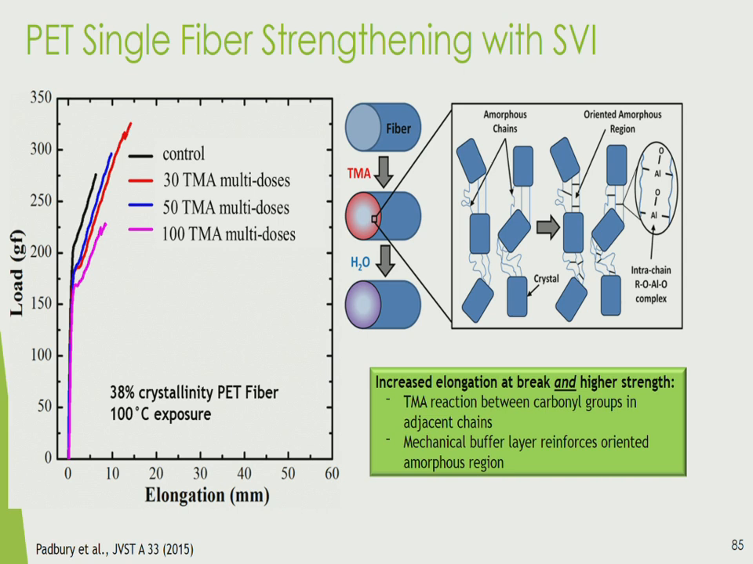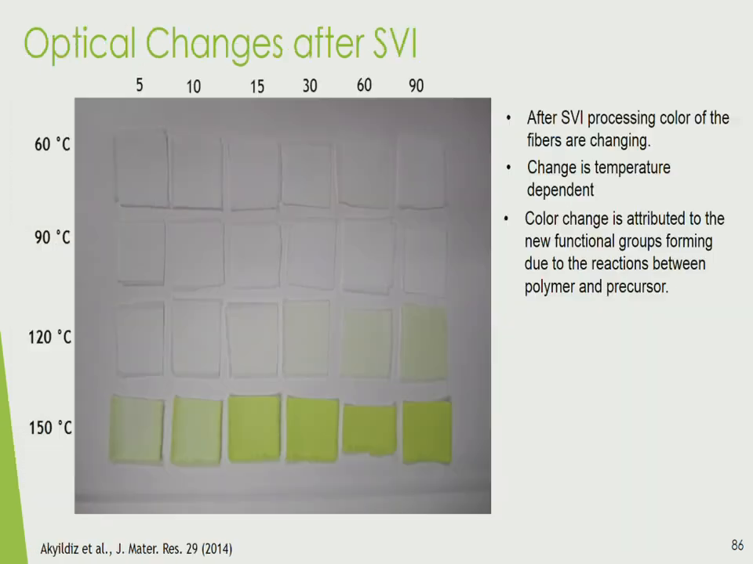So this is the original control fiber, and then as we increase the number of trimethyl aluminum cycles at 100 C exposure, we can actually see some increase in strength as well as elongation. And so this would be an indication that we are actually seeing these interchain complexes.